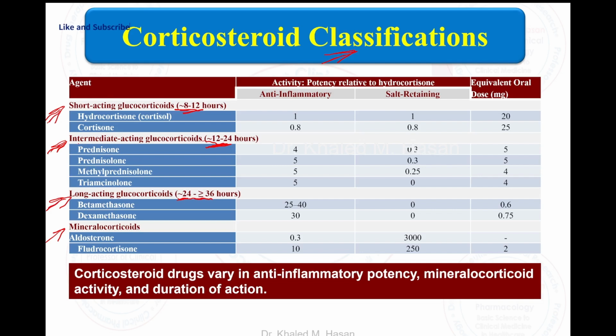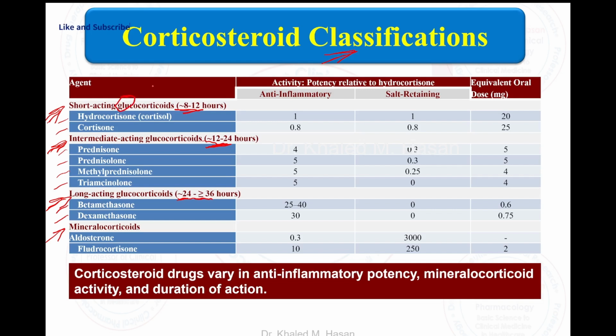Which medications belong to the short-acting corticosteroids, 8 to 12 hours? We have hydrocortisone and cortisone. Which belong to the intermediate-acting glucocorticoids, 12 to 24 hours? We have prednisone, prednisolone, methylprednisolone, and triamcinolone. Which belong to the long-acting glucocorticoids? We have betamethasone and dexamethasone. So now we have three groups of medication: short, intermediate, and long acting, depending on the time.